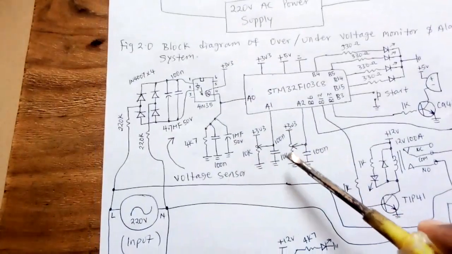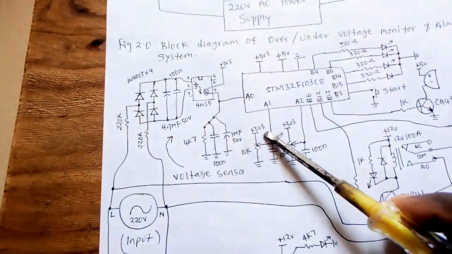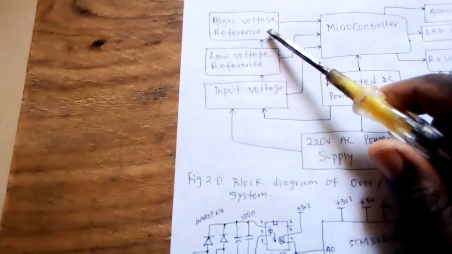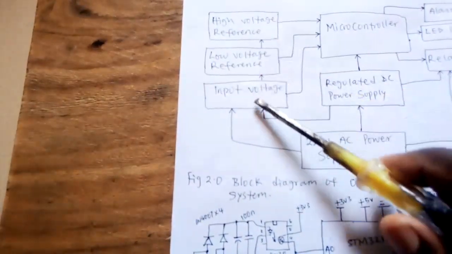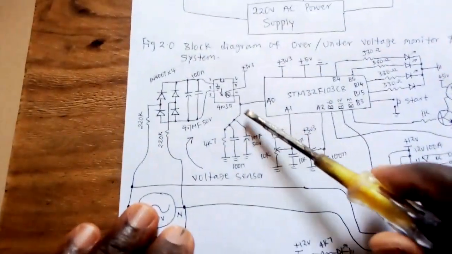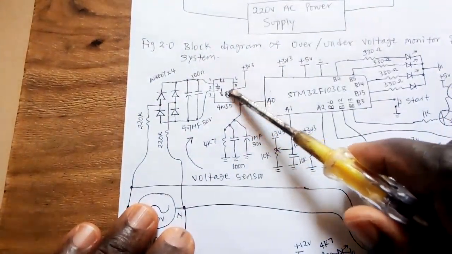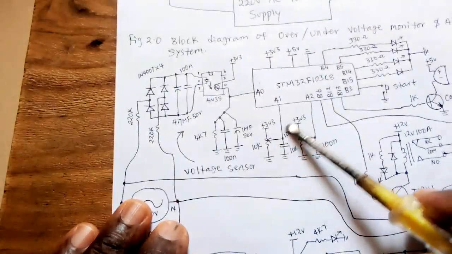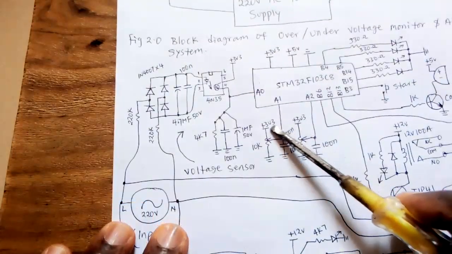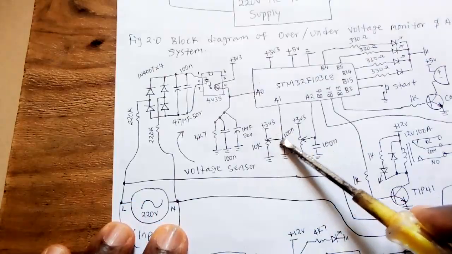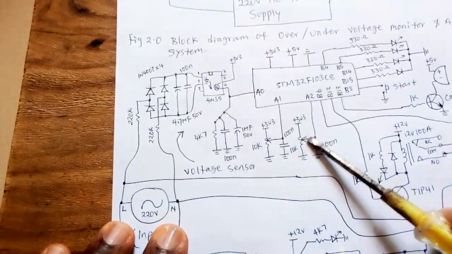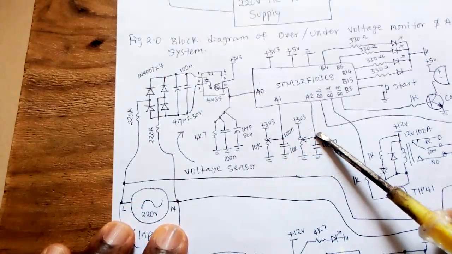Then, if you look at our block diagram, we have high voltage reference, low voltage reference, then input voltage. This is the input from this sensor here. These are potentiometers. They also will be used as sensors here. This potentiometer is for setting up the high voltage reference point, while this one is for setting the low voltage reference point.